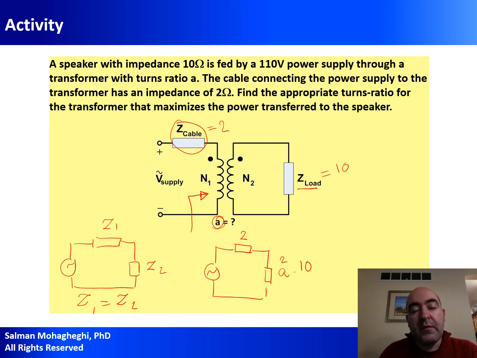In order to have maximum power delivered to your speaker, the two impedances have to be equal. In other words, A squared times 10 has to be equal to 2, which gives A equals 1 over the square root of 5. This is something that you can do only with transformers, and we call that impedance matching. By choosing the right turns ratio, you can determine a situation in which maximum power will be transferred to your load.